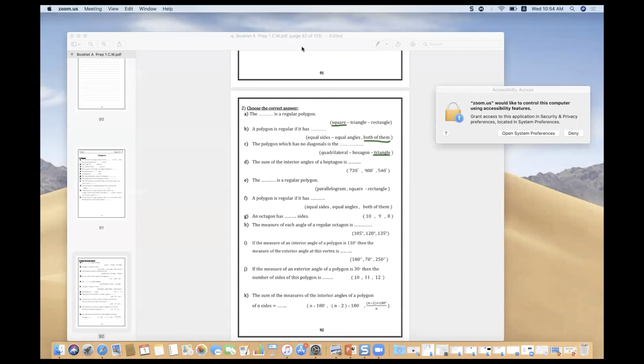The summation of interior angles of a heptagon: 540? No, it will be 900.